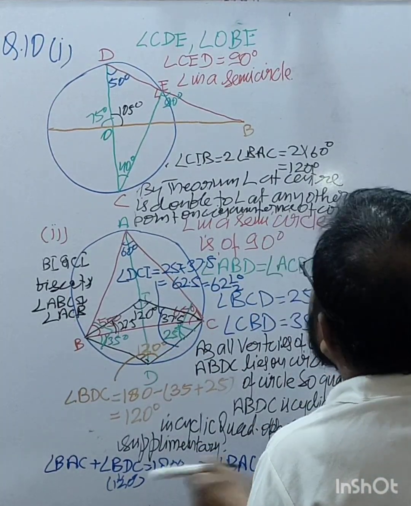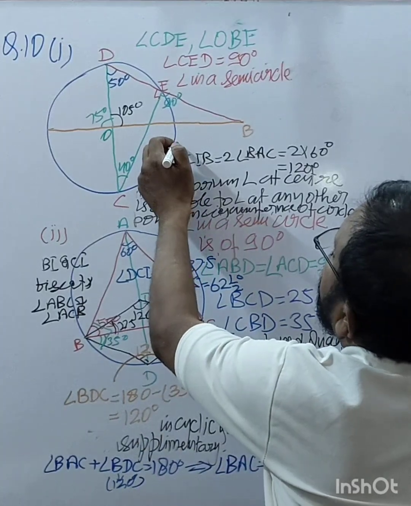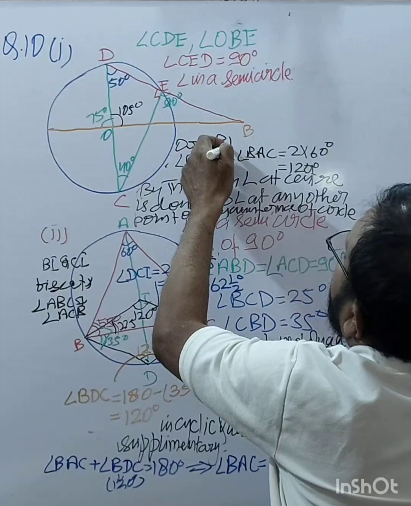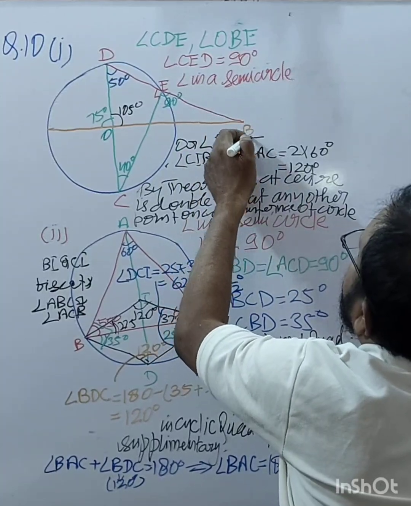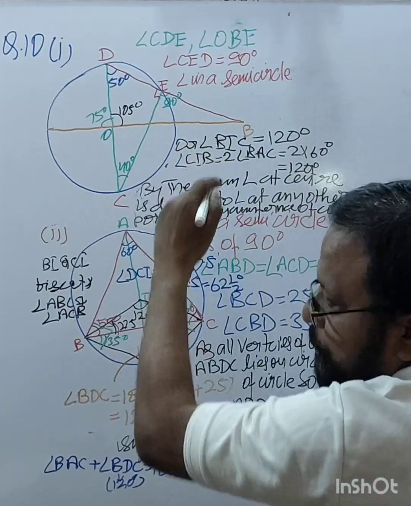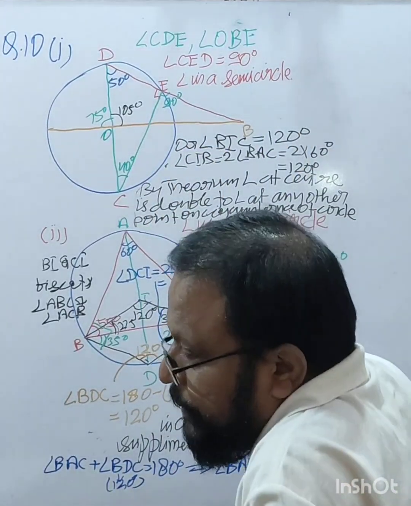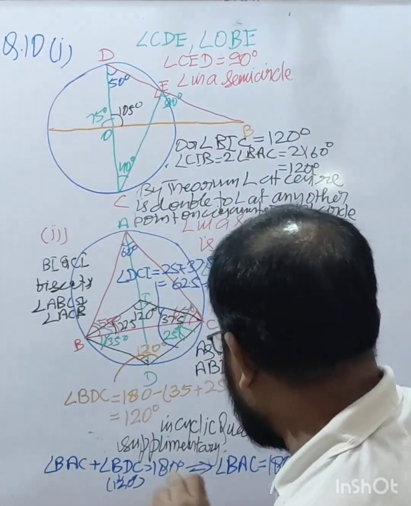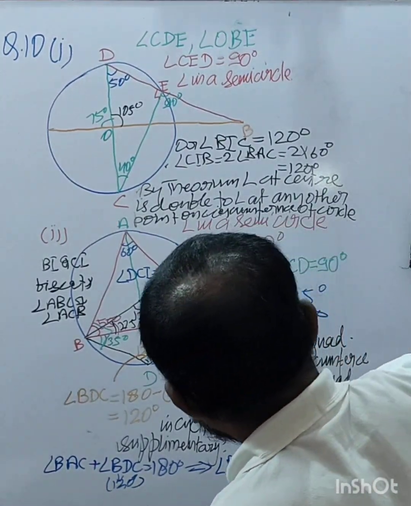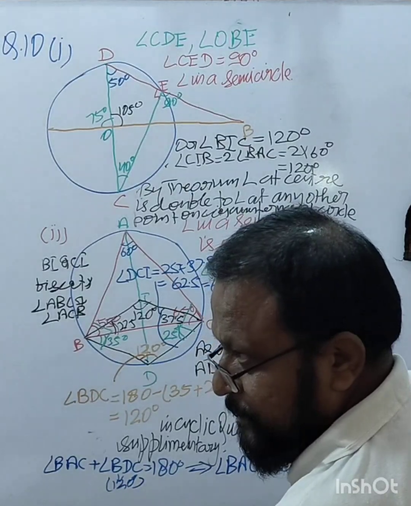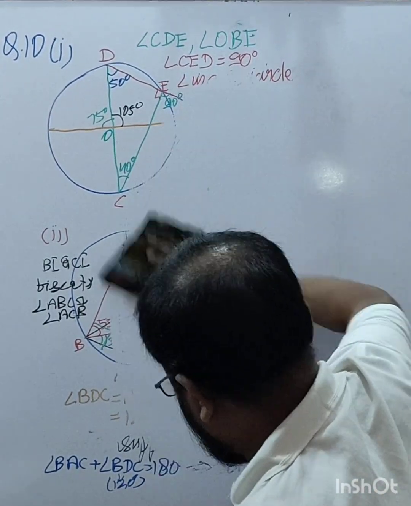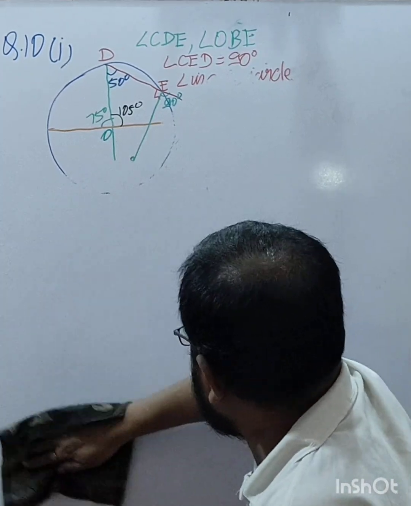Right? So we can write angle BIC is equal to 120 degree. So these four angles we have got. Should I come? I'm going to write all this. Fine. You do the next one.